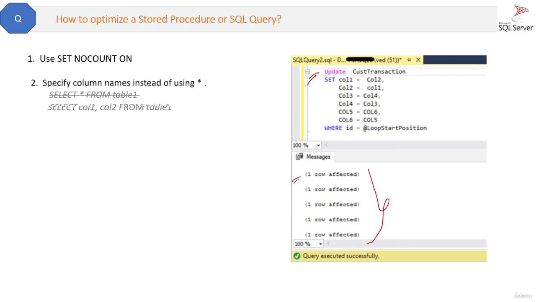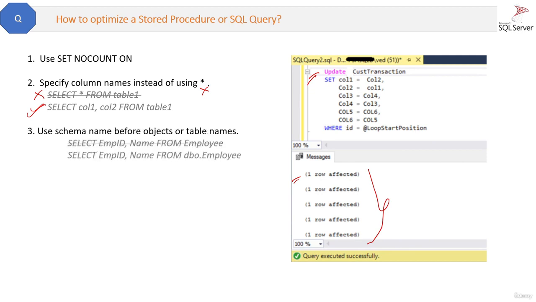The second thing we can do is specify column names instead of using an asterisk in select statements. See the incorrect way and the correct way below it. Make it a practice. If you need all the columns, write all the columns, but rarely will you need all the columns. So write the names of the columns and avoid the asterisk sign.